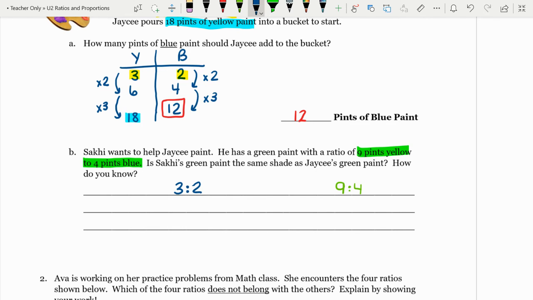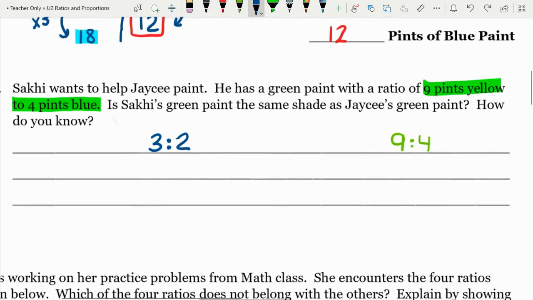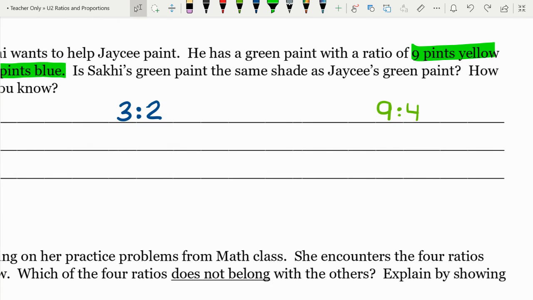So we want to think, again, we need to be able to compare apples to apples here. In our first ratio, so the 3 to 2 from JC, right, we have a 3 for the number of yellow and a 2 for the number of blue pints. For Sakai, we have 9 pints of yellow and 4 pints of blue. So nothing is in common. So what we can do, though, is try to find a way to make these have something in common. So 3 to 2. Let's see if we can make that 9 to something, right? So that the 9s will be common between both ratios, and then we'll be able to compare them.